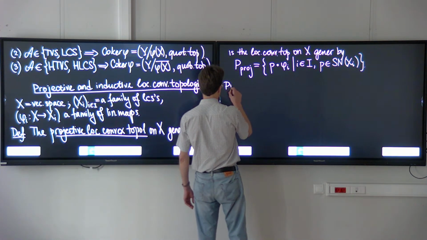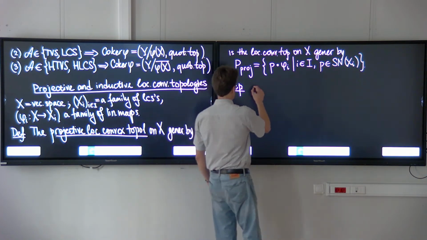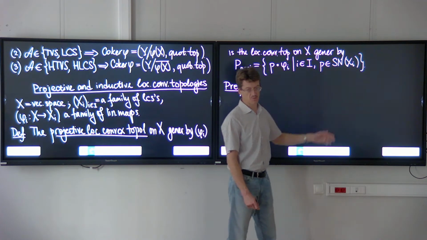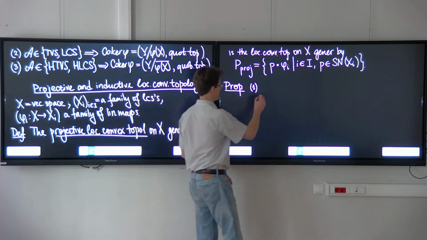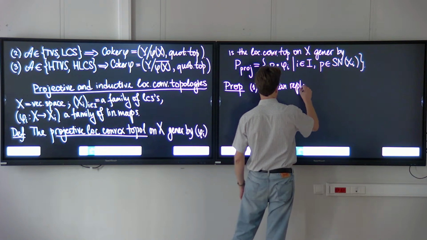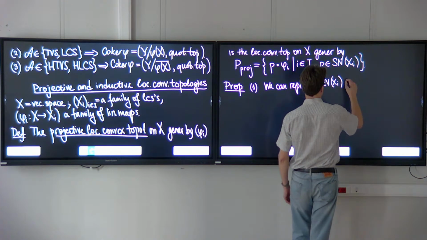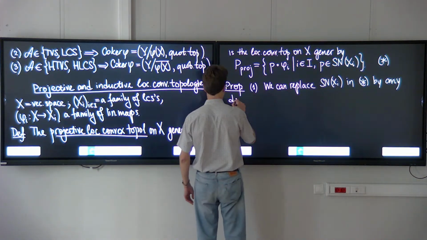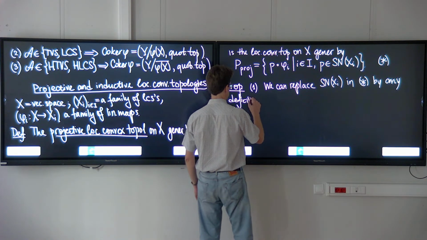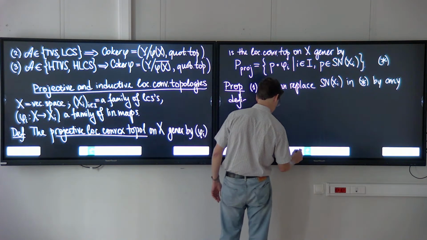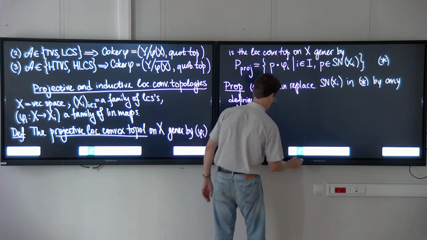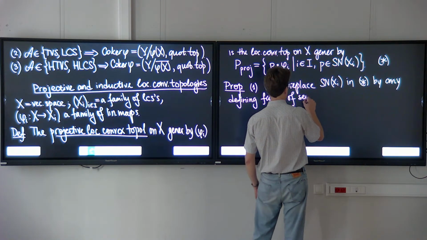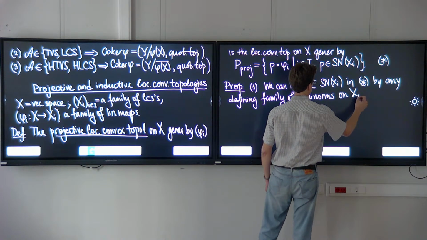Well, let's look at some simple basic properties of this topology. Proposition. First of all, I claim that we can replace here the family of all continuous seminorms on Xi by an arbitrary defining family of seminorms, and we still get the same topology on X. So we can replace the family of all continuous seminorms in the above formula, denoted by star, by any defining family of seminorms on Xi. And we get the same topology on X.